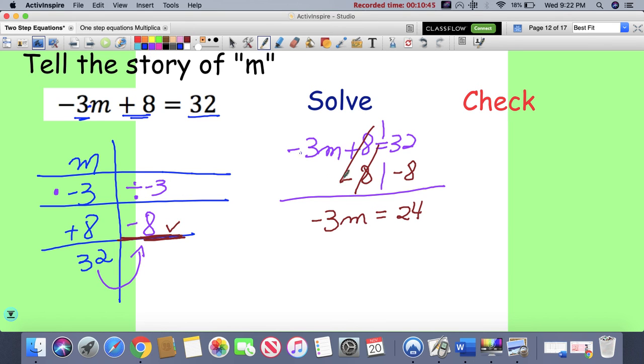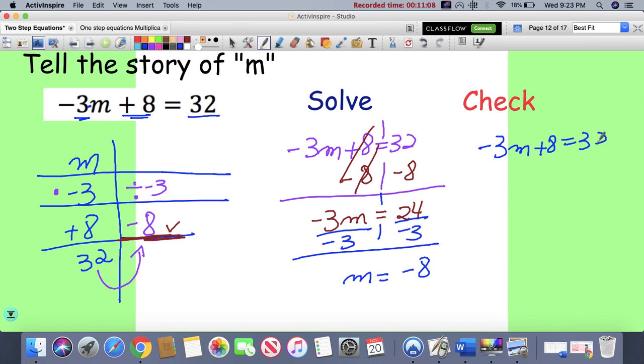So again, we draw another line. So divide by -3. Divide by -3. -3 divided by -3 is a positive, right? So that gives me 1m, or just m. Positive divided by negative is a negative, and 24 divided by 3 is -8.